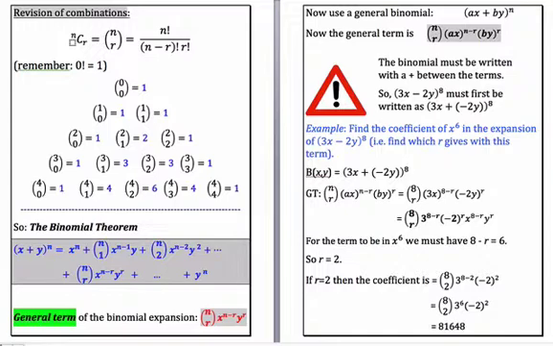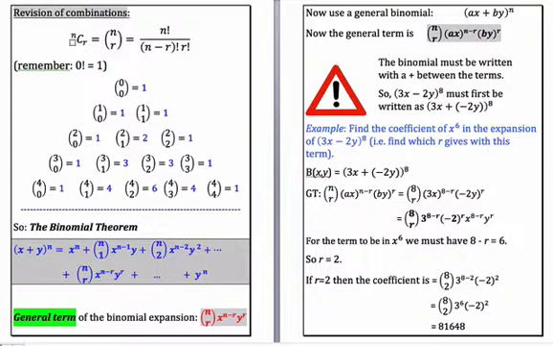So now let's use this. We've been asked to find the coefficient of x to the 6 in the expansion of this 3x minus 2y all to the 8. In other words, we have to find r. That's the unknown. The r is the term. Which term is it that has x to the 6 in it? And then find the coefficient of that term. How do we do that?